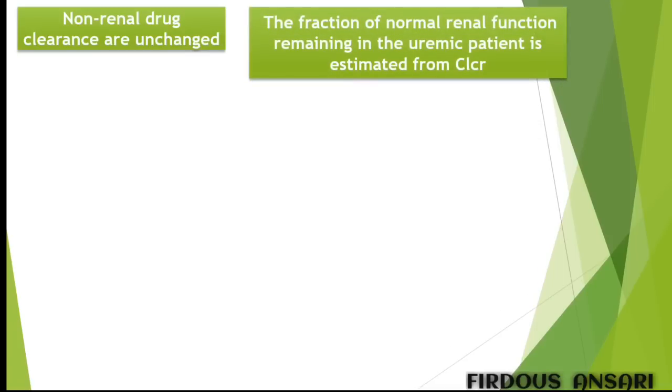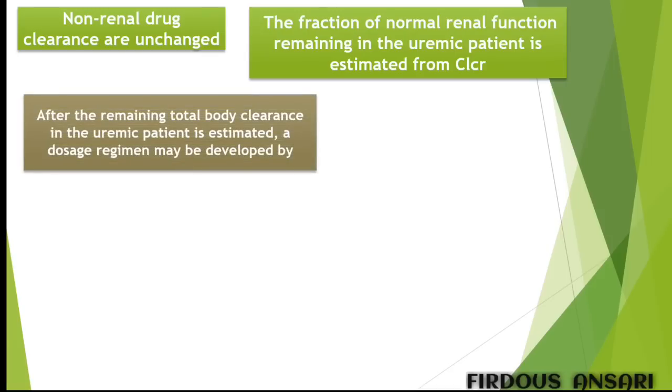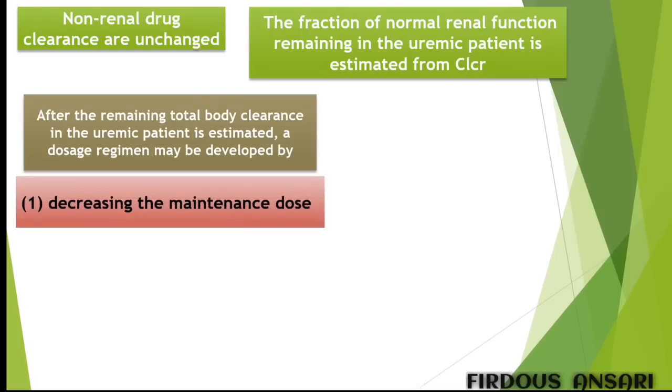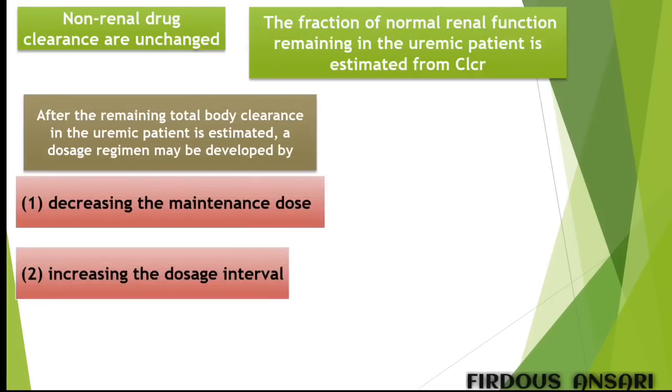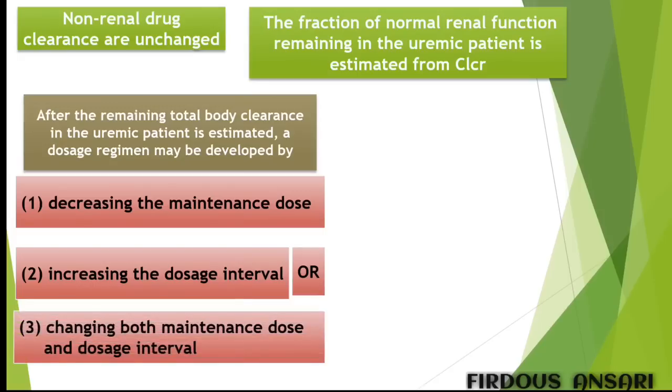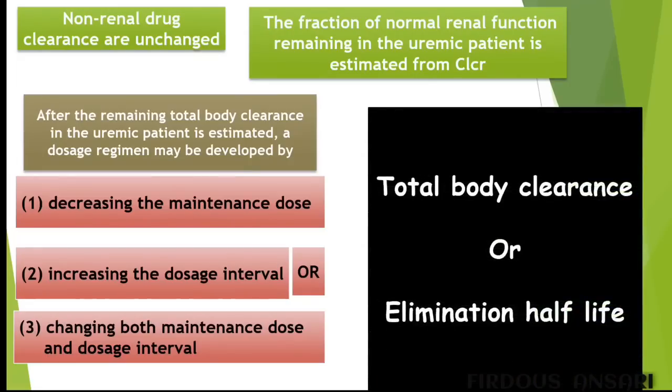The fraction of normal renal function remaining in a uremic patient is estimated by the creatinine clearance method, and after the remaining total body clearance in the uremic patient is estimated, a dosage regimen may be developed by decreasing the maintenance dose, or by increasing the dosage interval, or by changing both maintenance dose and the dosage interval. So dose adjustment can be done by using either the total body clearance method or the elimination half-life method.